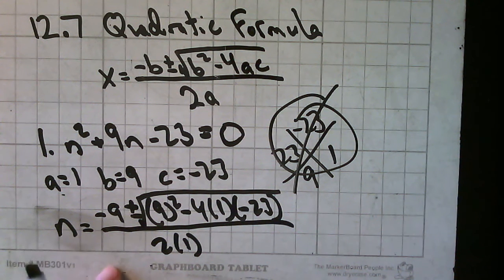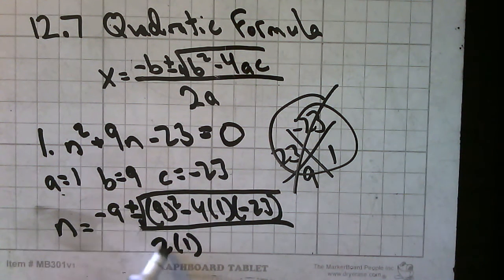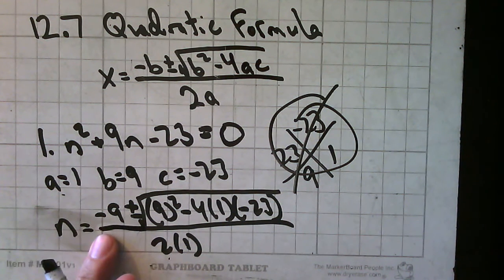Okay, one mistake that people make: people forget to put this side underneath the division sign. So remember, this is negative b over 2a. We also have to divide this. So make sure your division bar goes all the way across, or else it's going to be marked wrong.